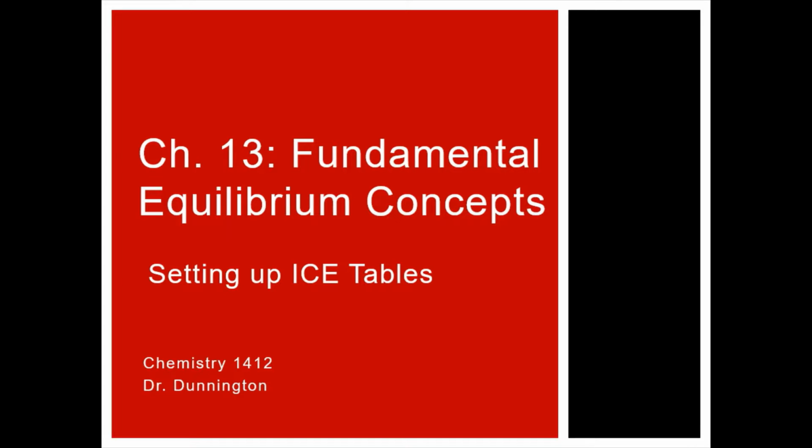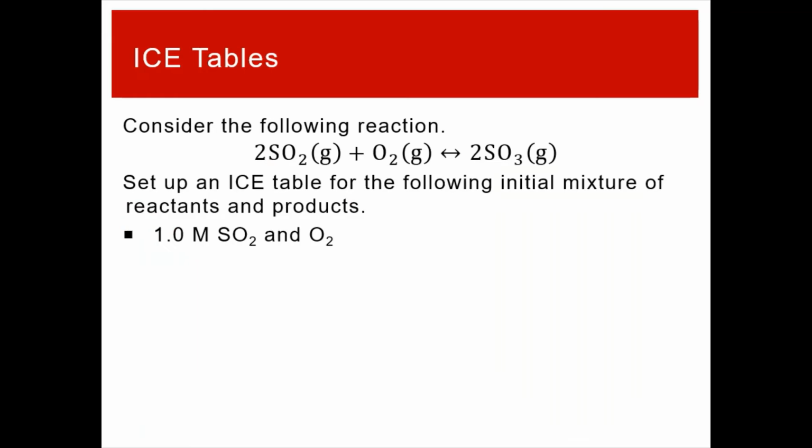We want to spend some time looking at a handful more examples of just setting up ice tables, not getting into the algebra, just working with the ice table part. Consider the following reaction: 2SO2 plus O2 becomes 2SO3. Set up an ice table for the following initial mixture of reactants and products. I've got 1.0 molar SO2 and O2.